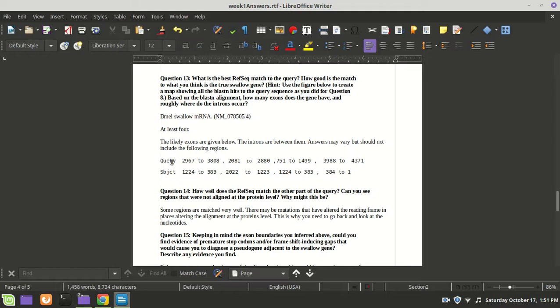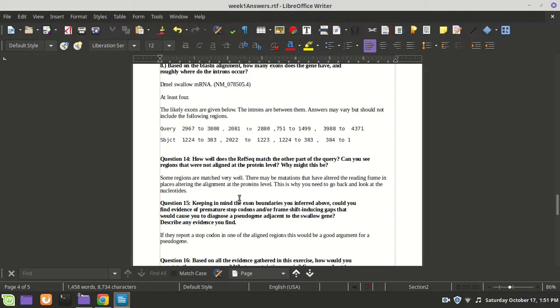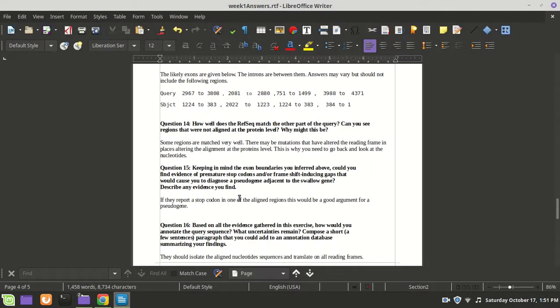So if I said this was the exon, this is asking where are the introns. I would be happy as long as they don't give me anything inside between these regions. I would count it as a correct answer. Some regions are matched well.